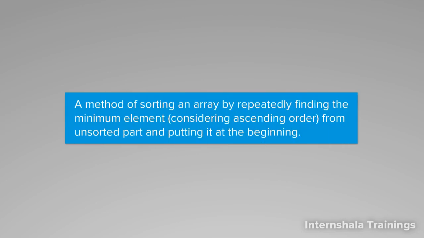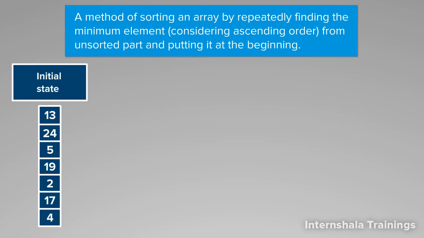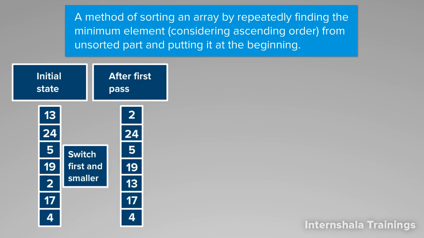Selection sort is a method of sorting an array by repeatedly finding the minimum element from unsorted part and putting it at the beginning. Here is an example of an array to understand this better. This array consists of 7 elements, that is 13, 24, 5, 19, 2, 17 and 4. Let's sort this array using selection sort technique.